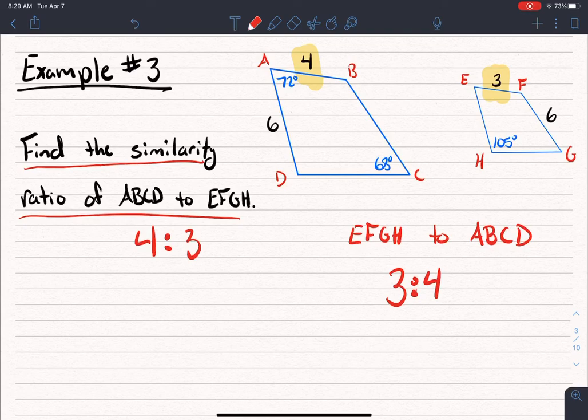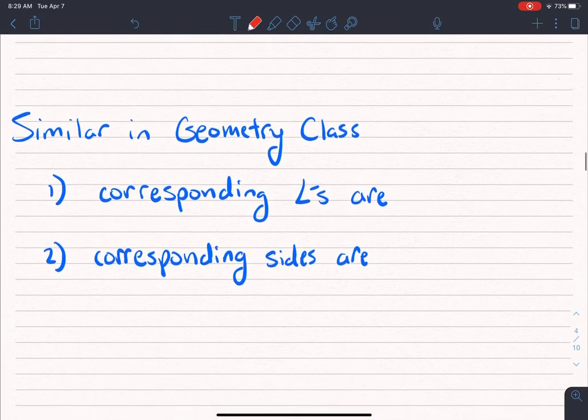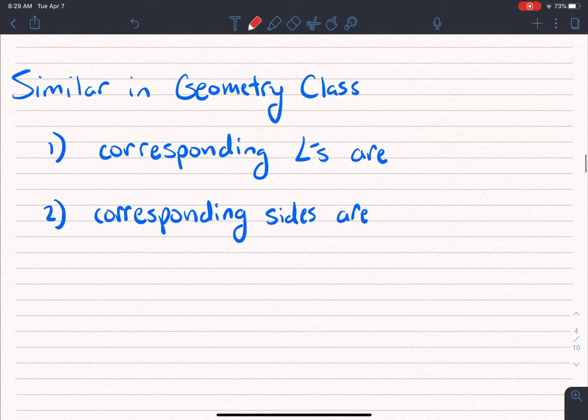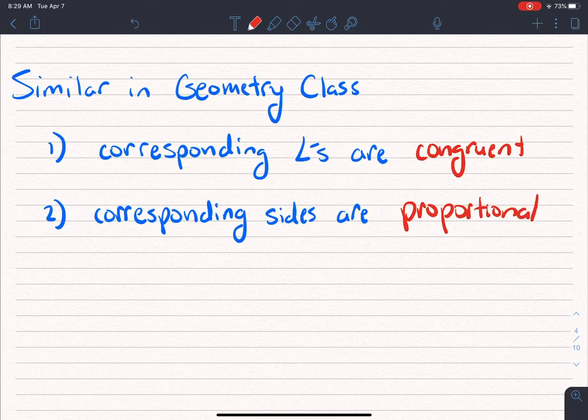All right, well, my hope is that you're understanding similarity in polygons and what that means. And we know that similarity in polygons in geometry class refers to the corresponding angles being congruent and the corresponding sides being proportional.